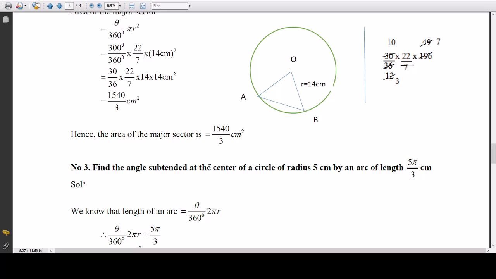Find the angle subtended at the center of a circle of radius 5 centimeter by an arc of length 5 pi by 3 centimeter. Now they ask us to find the angle subtended by the arc at the center. It's given that the length of the arc is 5 pi by 3 and the length of radius is 5 centimeter.